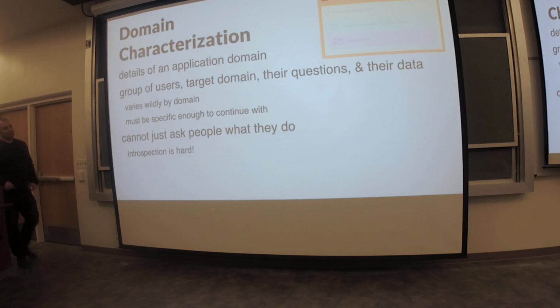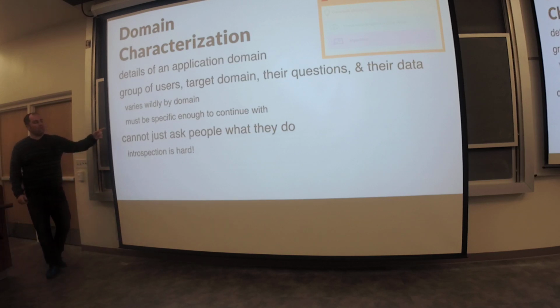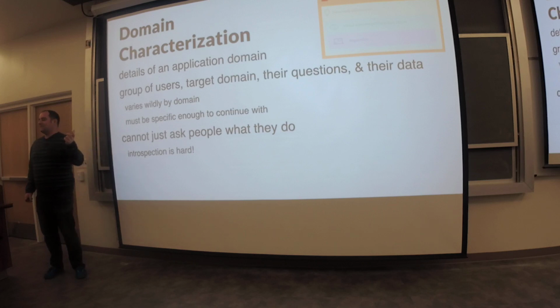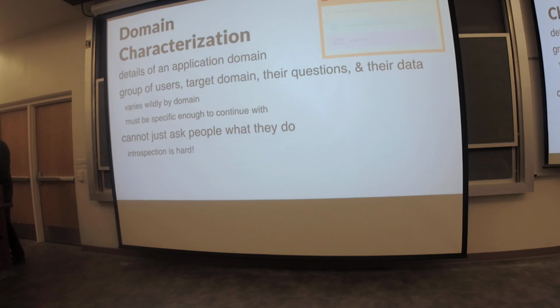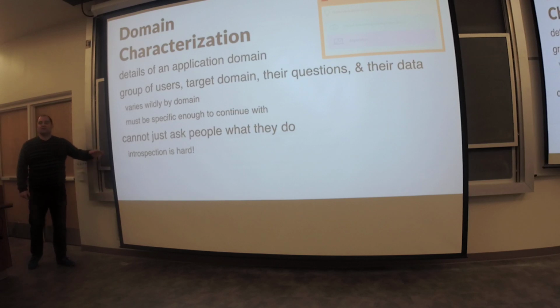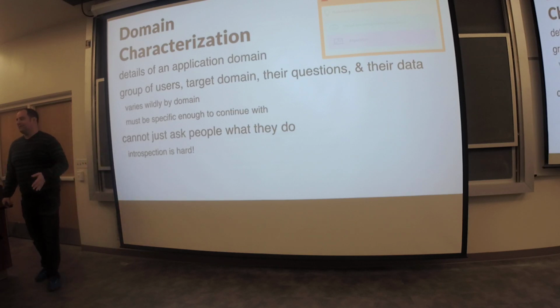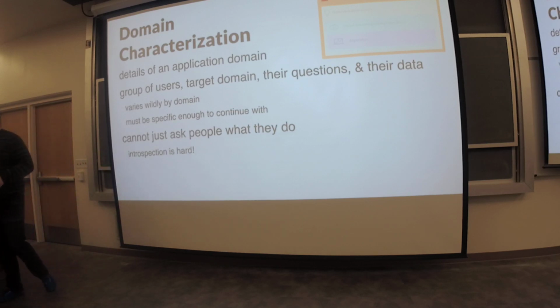But one thing that's really important is that once you do your domain characterization, you must arrive at something that's specific enough to continue with. You should have data available, and you should have at least a good path to getting data. And the other thing you need to realize is you cannot just ask people what they want. There's this quote attributed to Henry Ford. It's probably not actually him, but if he asked people what they wanted when he was designing the car, they would have said faster horses.